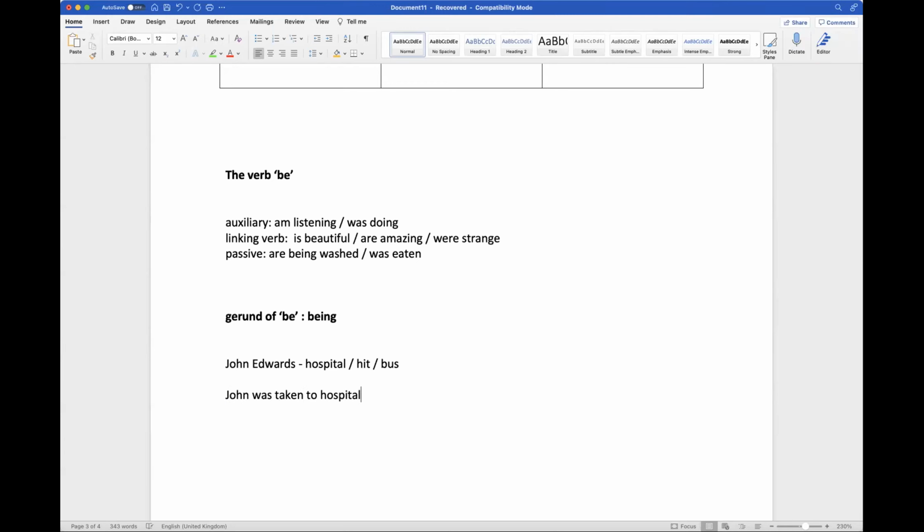By ambulance. By an ambulance. Okay, that's why it's the passive. Because it was an ambulance that took him there. He didn't drive there. He didn't walk there. He was taken to hospital.